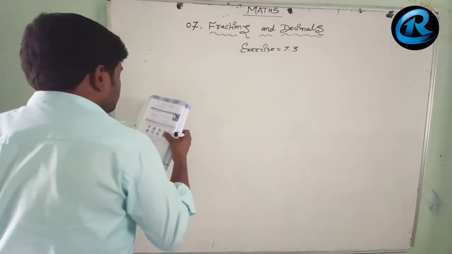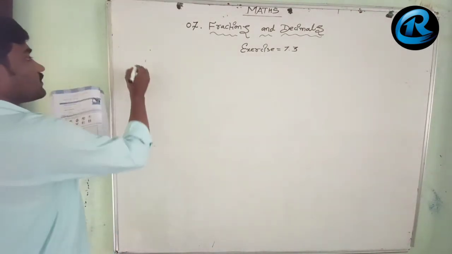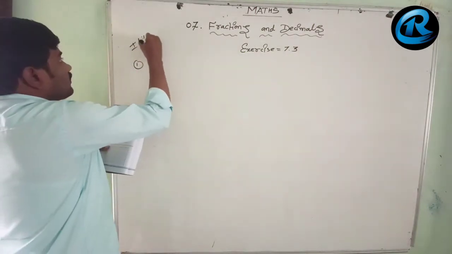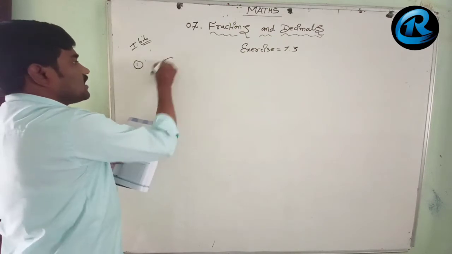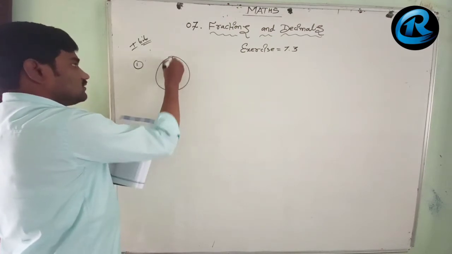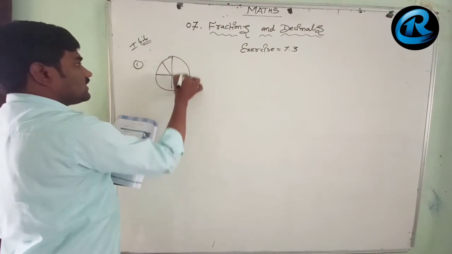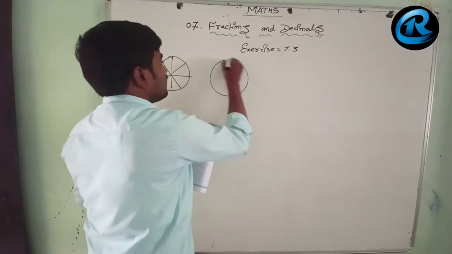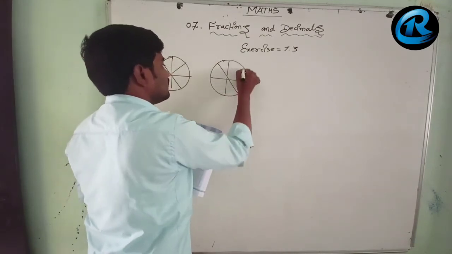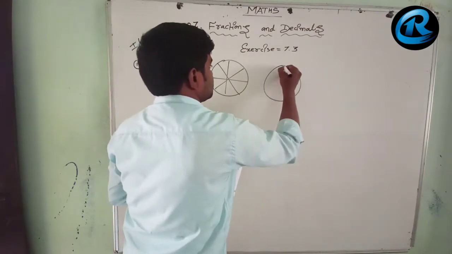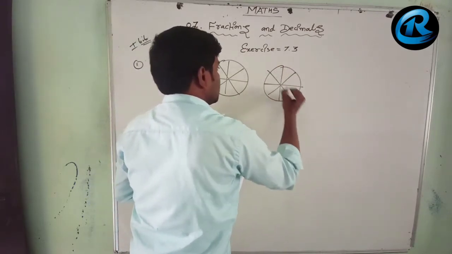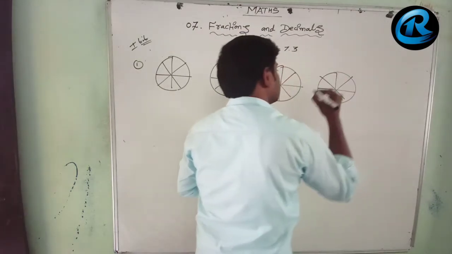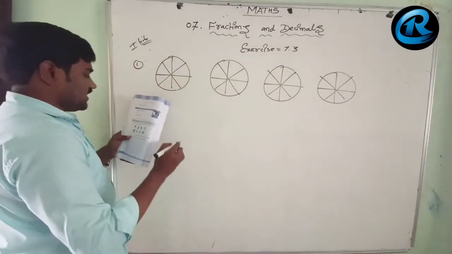So here in question number 1 you can see some pictures. In these pictures we have to count the shaded parts and unshaded parts. Accordingly you have to write them in ascending order or descending order. See that each picture is divided into 8 equal parts.